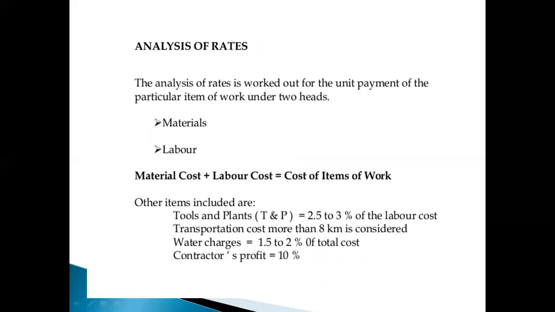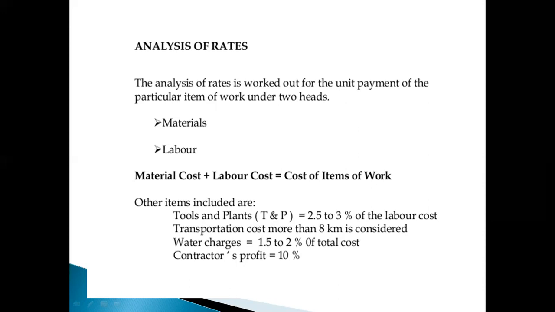Analysis of rates. The analysis of rates is worked out from the unit payment of the particular item of work under two heads. First one is the materials and second one is the labor. These two make up the unit payment of the particular item of work. So material cost plus labor cost is equal to the cost of the item of work.